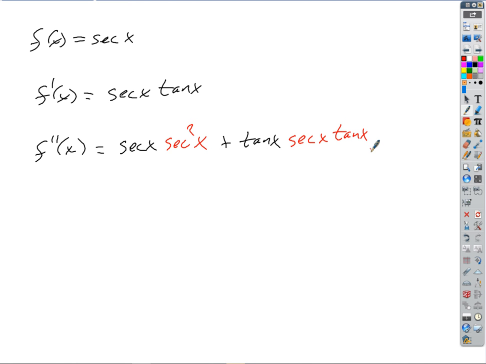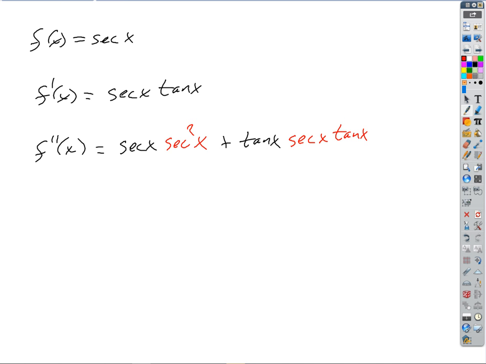Okay, now if we wanted to go further with this, I just want to illustrate something. Here's why it's valuable to know your trig. Secant cubed plus secant times tan squared.